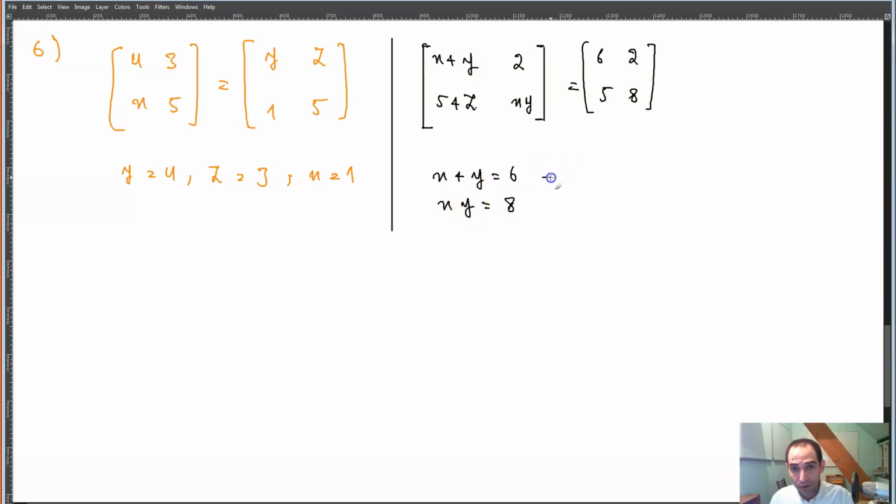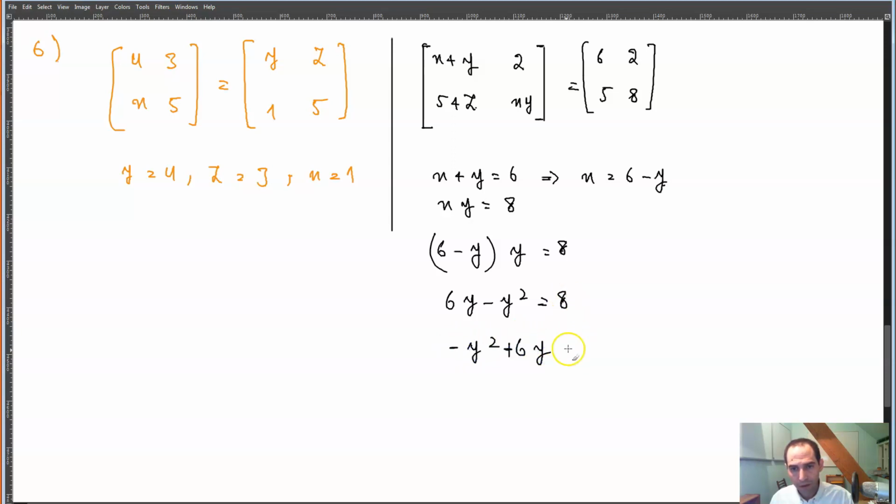calculate, for example, you can write basically x is equal to 6 minus y, and then put it in this equation, meaning that instead of x we can write (6 minus y) times y is equal to 8. If you multiply, you'll get 6y minus y squared is equal to 8, which means that negative y squared plus 6y minus 8 is equal to 0, which means that y squared minus 6y plus 8 is equal to 0. And then you can solve this equation for y.